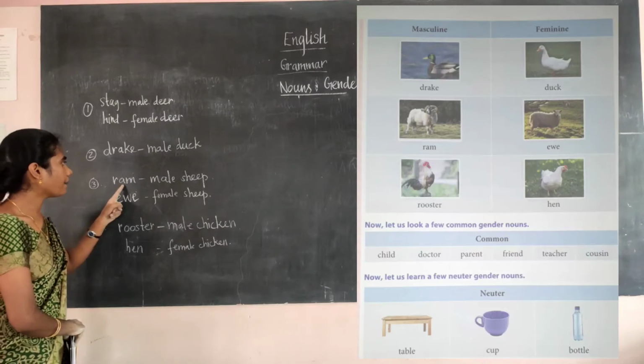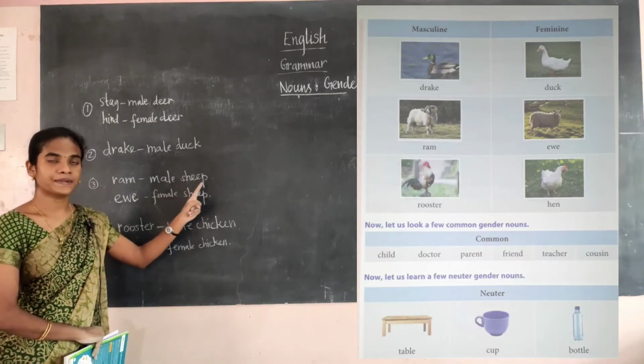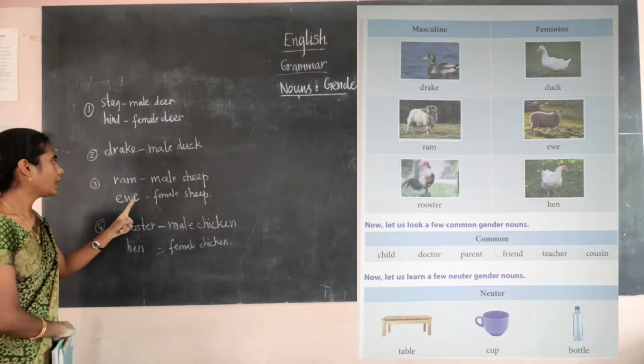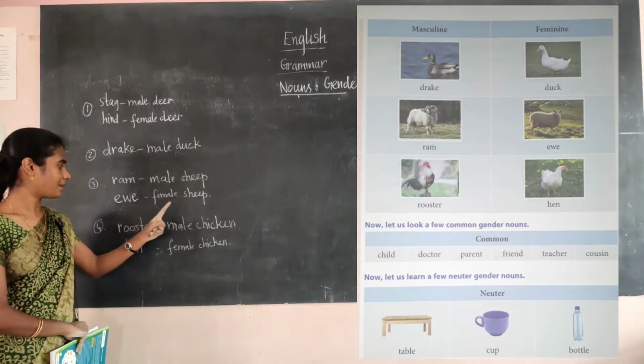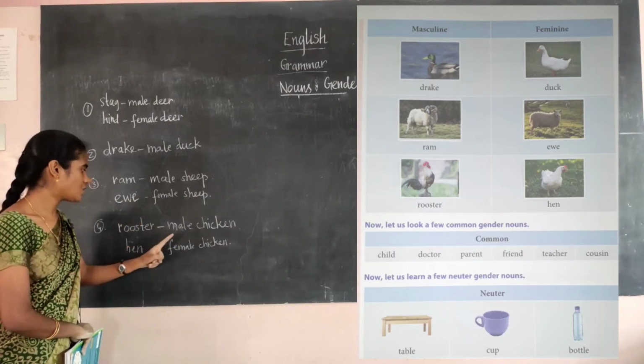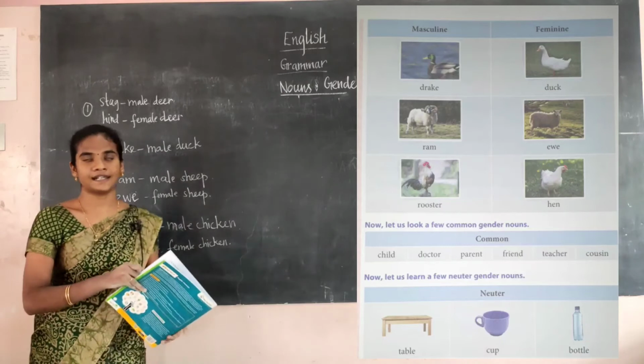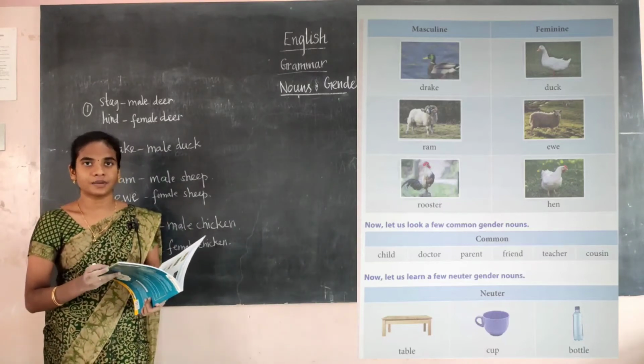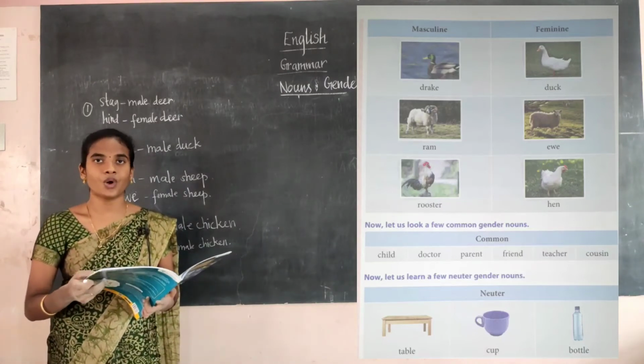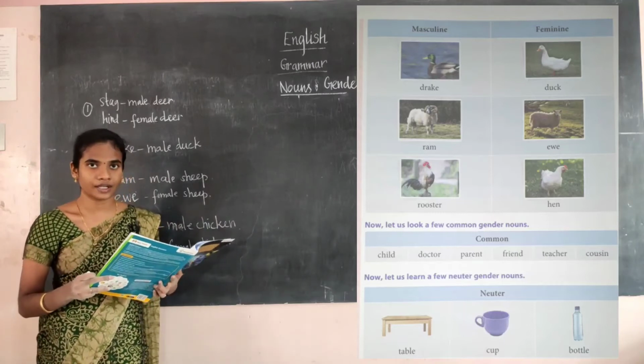Then ram is the male sheep. Ewe means female sheep. Then rooster means male chicken, hen means female chicken. So these are the masculine and feminine gender nouns that are used for animals. Okay, students, are you all clear with this?